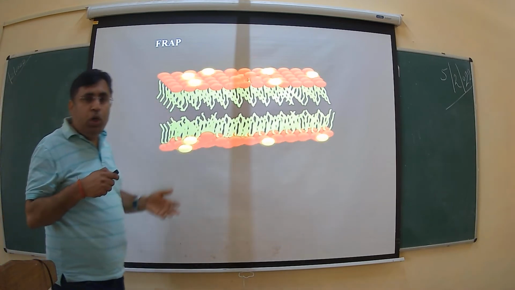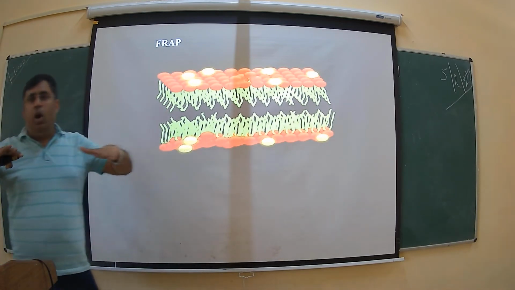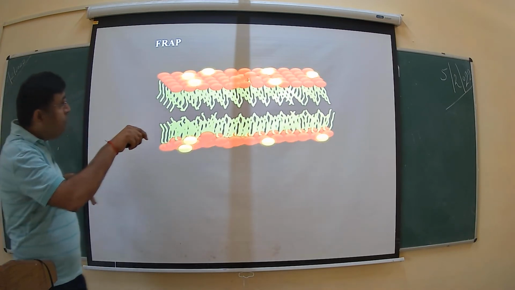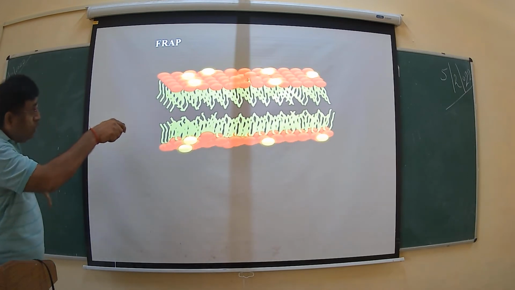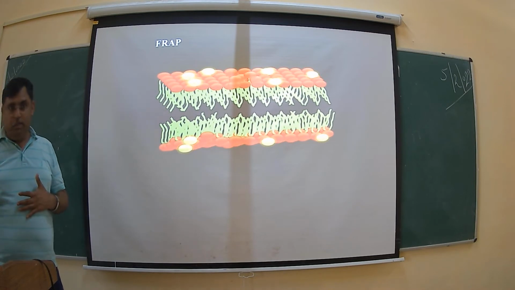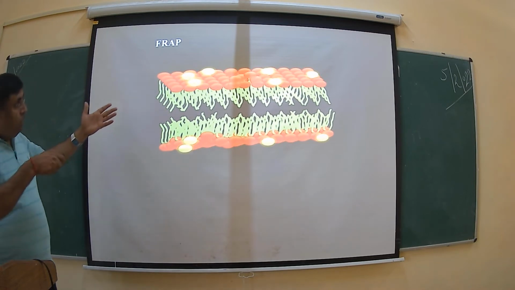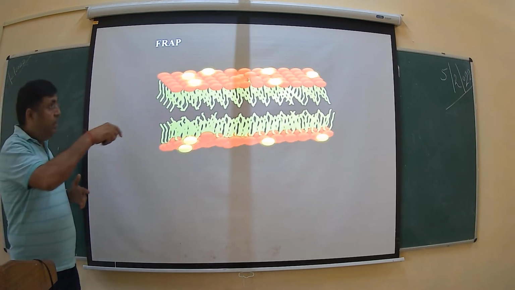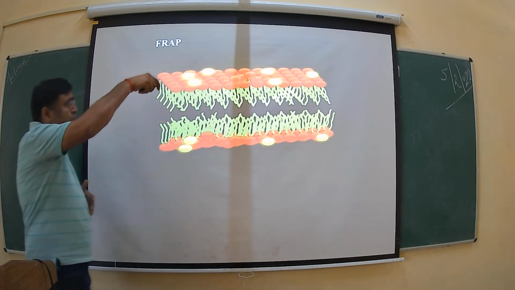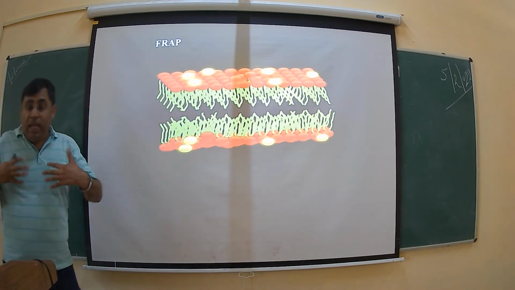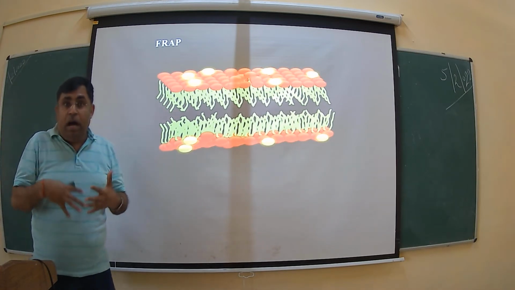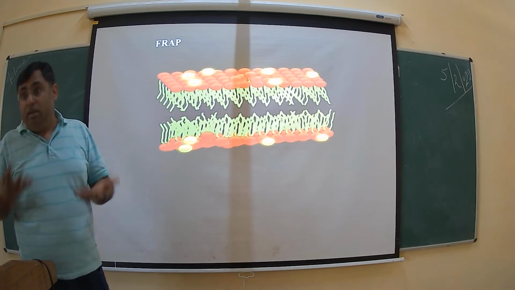Because these protein molecules are showing lateral diffusion, or what are the other types? Rotational diffusion. So they move here and there, and this particular area again shows fluorescence. Because they are moving, they start diffusing and reach here and there. So then you will see it again. So what happened? Recovery happened. You did photo bleaching and after a certain time it got recovered.